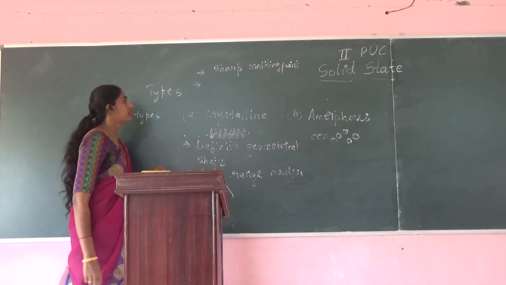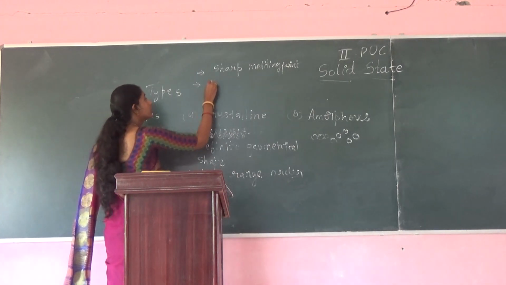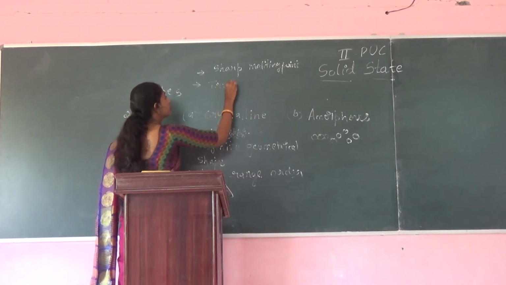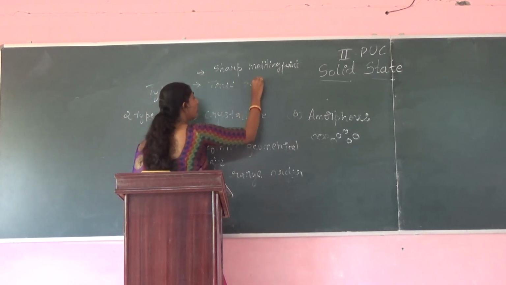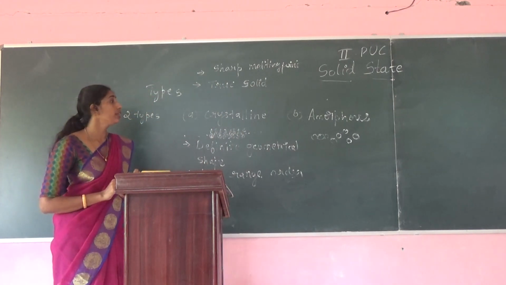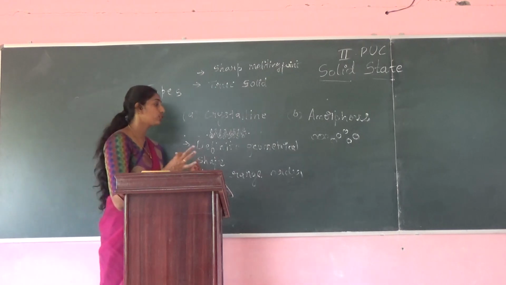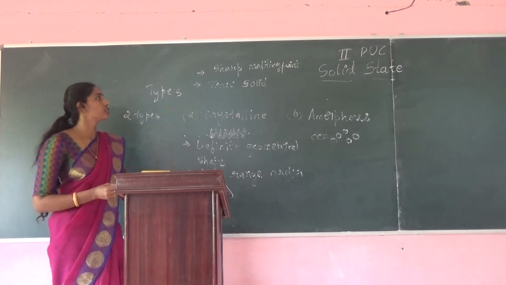Next, these crystalline solids are usually called true solids. Why are they usually called true solids? Since it is having a sharp melting point, a definite geometrical shape and the long range order, these are usually called the true solids.